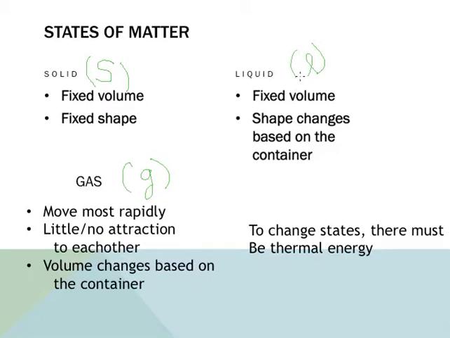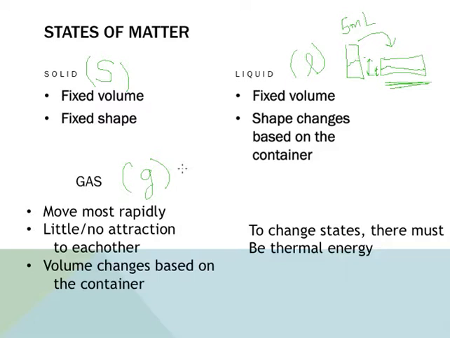Liquids have a fixed volume, but their shape changes based on the container. So if I have a graduated cylinder and I have 5 milliliters of, let's say, water, and I pour this into a lower container with a larger base, a different shape, the water is still 5 milliliters. We didn't change the volume, except it's going to be a lot lower. If this is, say, 3 inches, now it's only 1 inch. So that's what changing the shape based on the container is referring to.